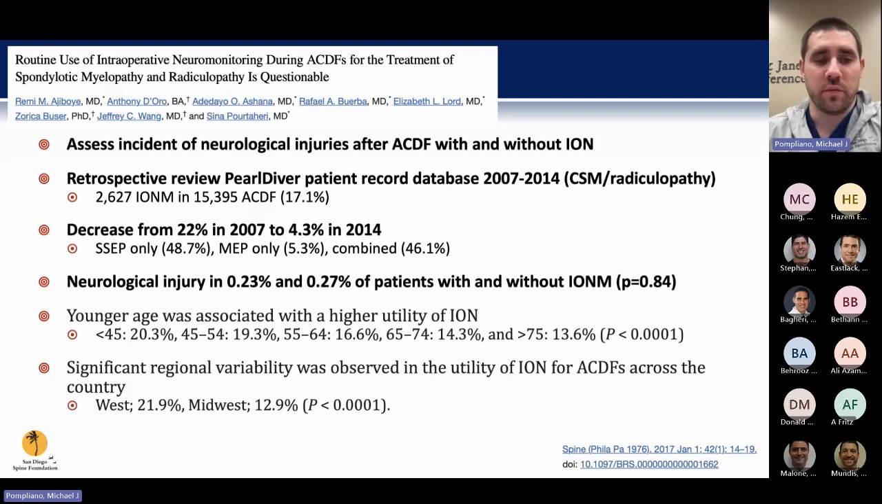And then SSEPs only for 48%, MEPs only for 5%, and then combined for 46% of the cases that did use the monitoring. There's no difference between neurologic injury with and without, 0.23 versus 0.27%, and younger age was associated with higher utility of intraoperative monitoring. I'm not sure if there's a specific reason for that other than just describing a finding that they saw. I think a lot of us would do that naturally in practice. Significant regional variability as well, looking at the West, 22% essentially versus the Midwest, 13% in terms of use of monitoring.